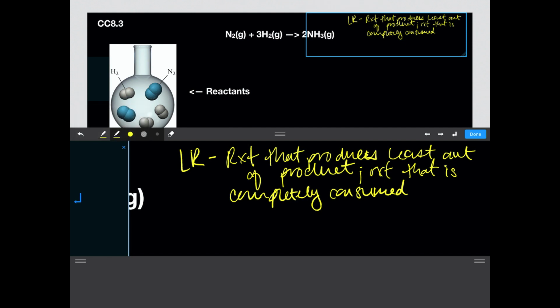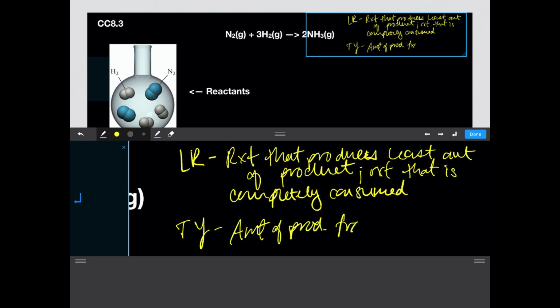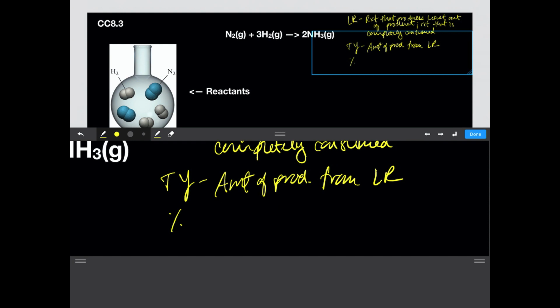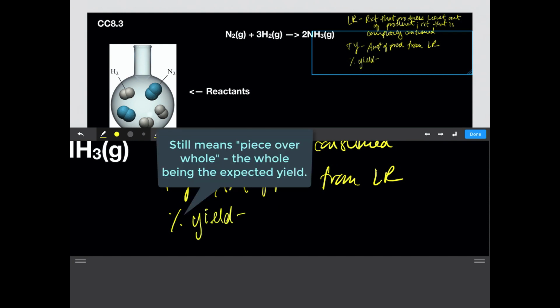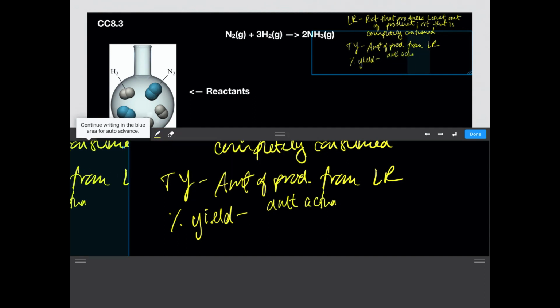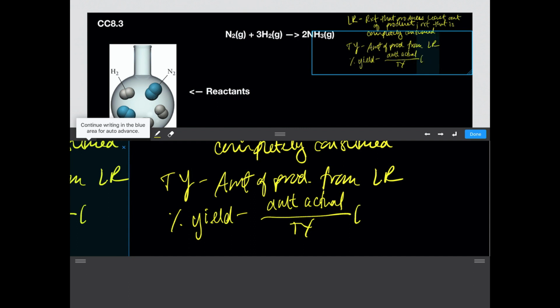All right. Next up, let's define theoretical yield. What's the theoretical yield? That is the amount of product from the limiting reactant. And then finally, while we're at it, let's throw in percent yield. That's the actual amount over your theoretical yield times 100. So great. Those are our basic definitions.